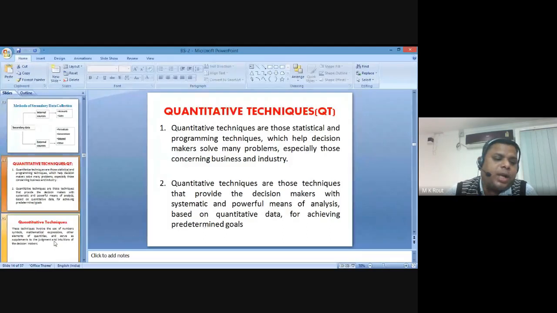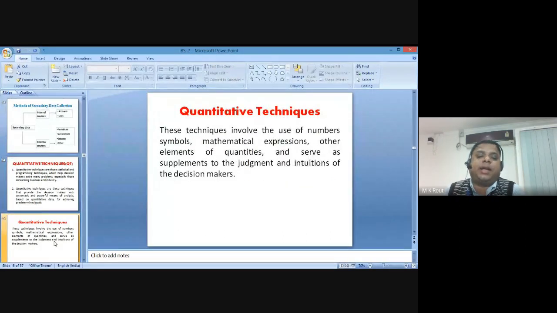Moving to the next point, quantitative techniques basically involve the use of numbers, symbols, mathematical expressions, and other elements of quantities, and serve as a supplement to the judgment and intuition of decision makers. In most cases, they use symbols, mathematical models, and mathematical formulas to quantify, and serve as a supplement to judgment. Management then chooses the best option, and they provide the best decision regarding their products and services.